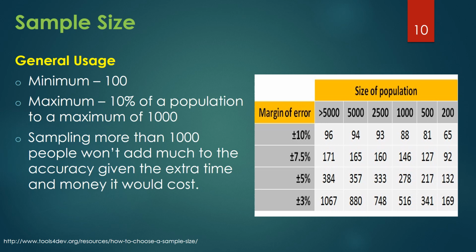Sampling more than 1,000 people may not add much to the accuracy given the extra time and other resources it would cost. For more accuracy, lean toward the maximum sample size. With less resources, lean toward the minimum sample size of 100. The table in this slide can also be used to help determine sample size based on the margin of error desired for the study and the size of the population.